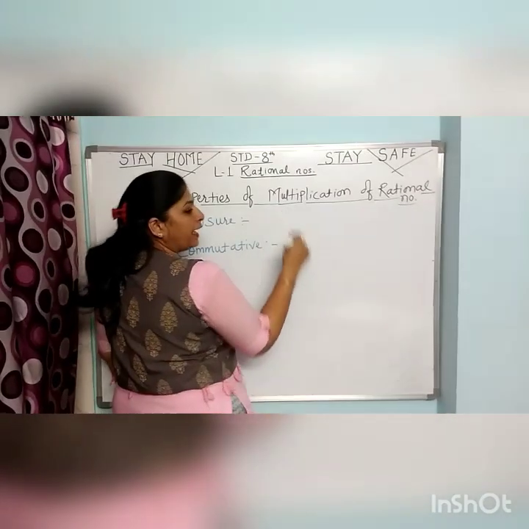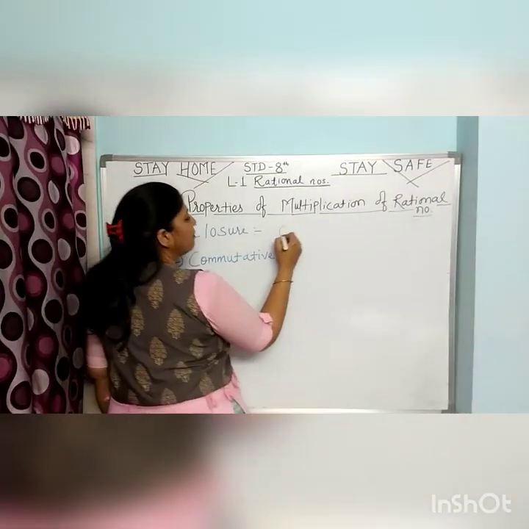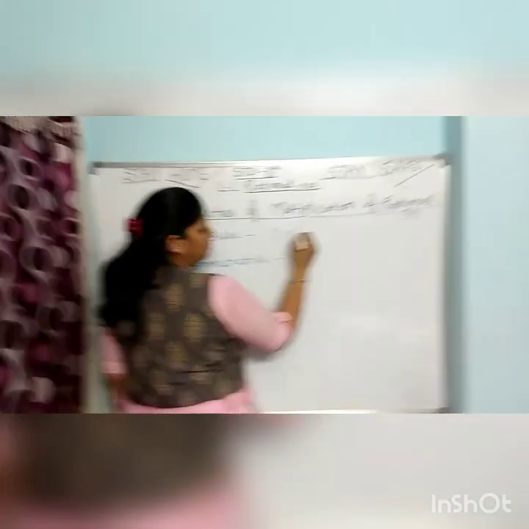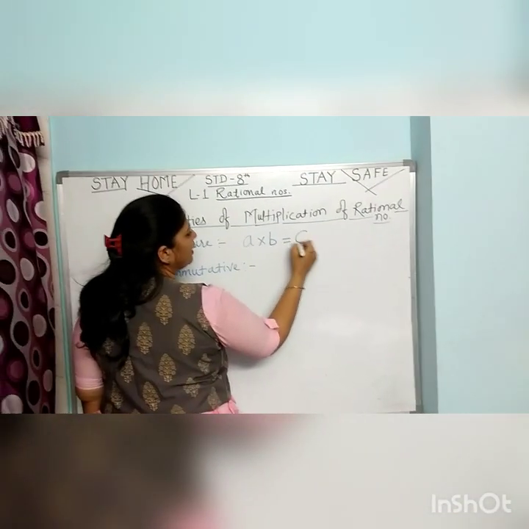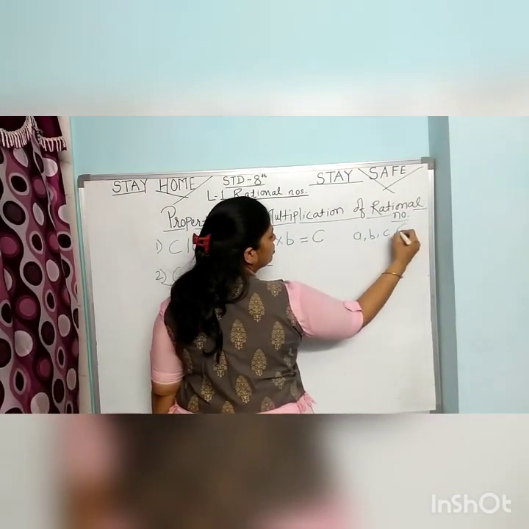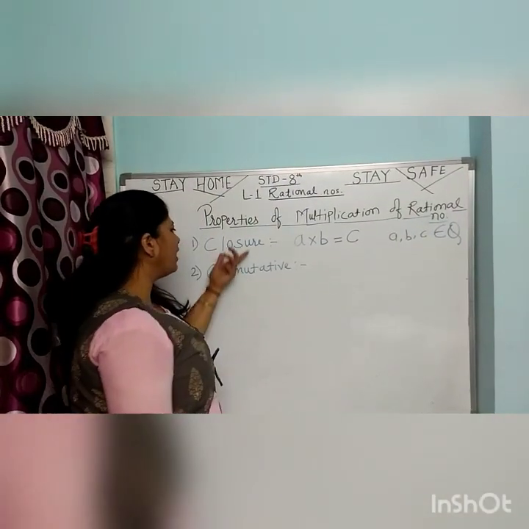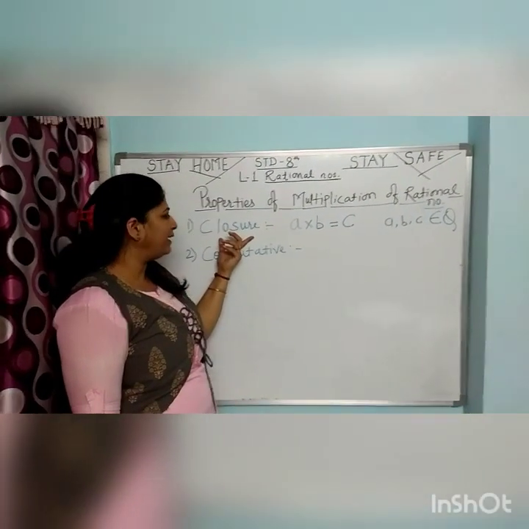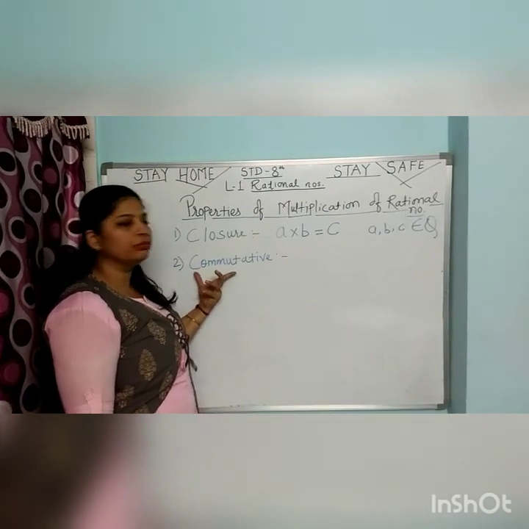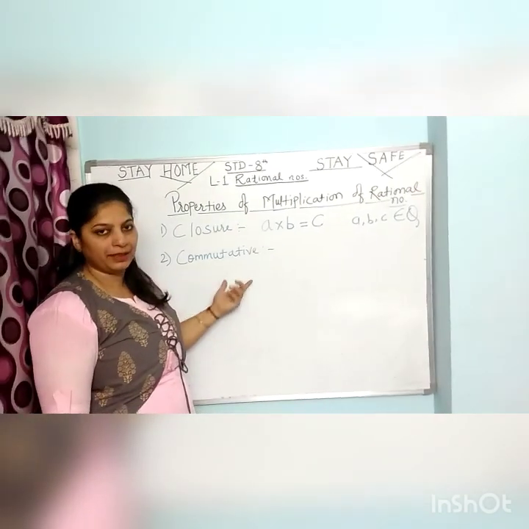If A and B are two rational numbers, then if we are multiplying two rational numbers, the result is a rational number, where A, B, C belong to the rational numbers. We have already learned this closure property in detail, so I will go with the second property, that is the commutative property of multiplication.